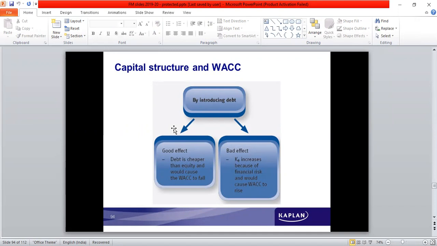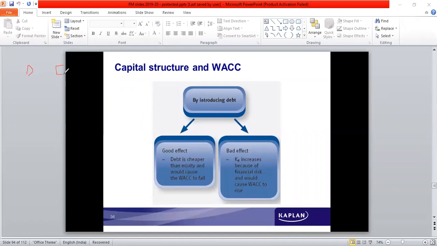I already discussed this concept, but once again we'll see what is the capital structure and weighted average cost of capital. So when debt capital is introduced, what is the good effect of introducing debt capital? Debt is a cheaper form of capital. If we put it in a matrix format, there are two types of capital. We see debt capital and then equity capital.